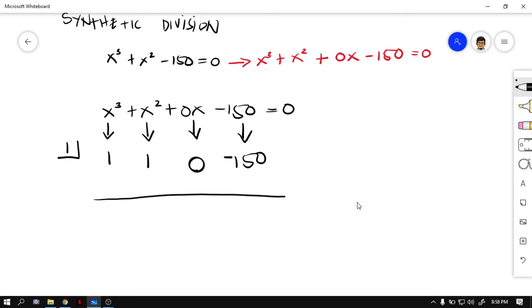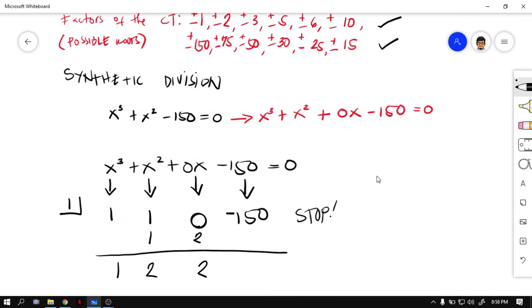Bring down 1. 1 times 1 is 1. 1 plus 1 is 2. 2 times 1 is 2. And then, napansin mo, ang liit ng value. 0 plus 2 is 2. Ang liit ng value mo. So, dito pa lang, stop ka na. Since ang positive 1 masyadong maliit, so may tendency din na yung negative 1 maliit din. So, huwag mo nang itry yung negative 1.